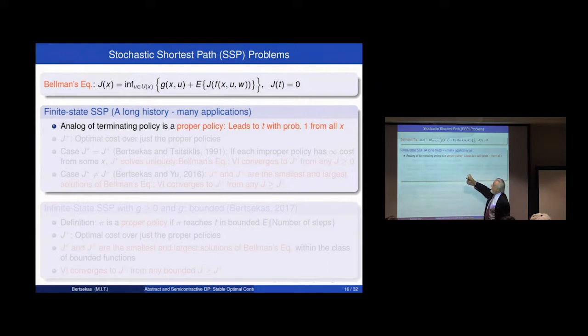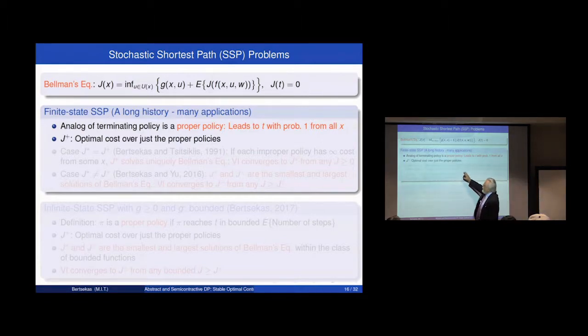The analog of a terminating policy is what's called a proper policy. A proper policy, by definition, is one that leads to the destination with probability 1 from all states. So you start at some state, you choose a control, you can go to any number of next states according to the probability distribution of W. Then again, the state spins around according to a stochastic process, a Markov chain for every policy, and the proper policies are the ones that you are guaranteed with probability 1 to reach the destination, no matter where you start. It's a fundamental concept in stochastic shortest path problems.